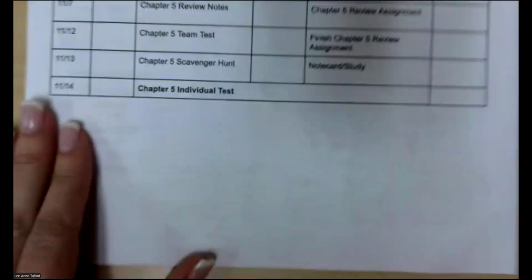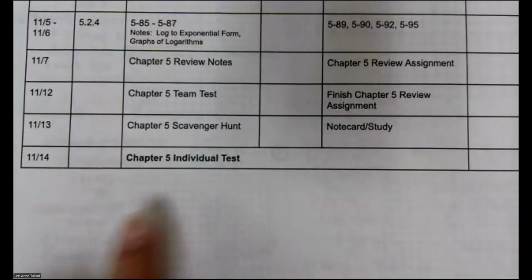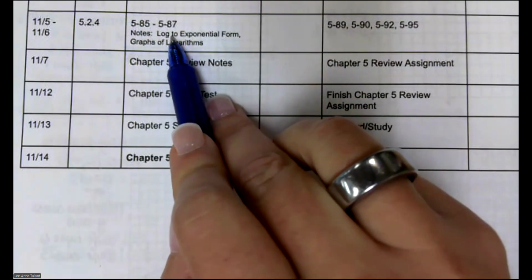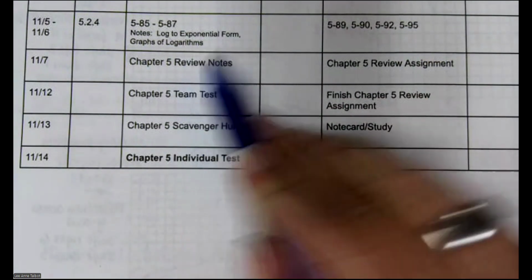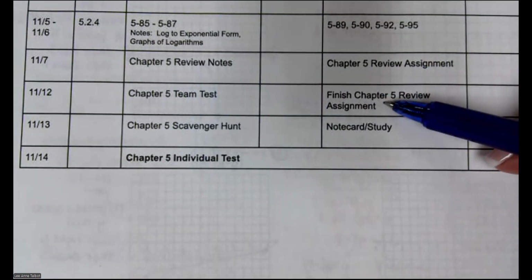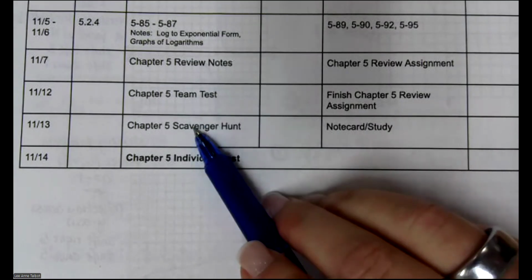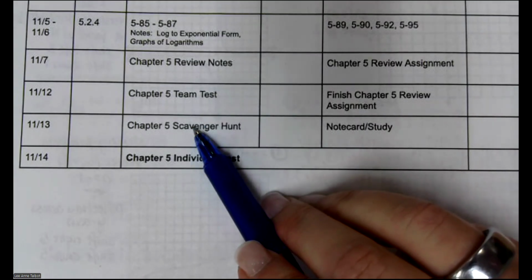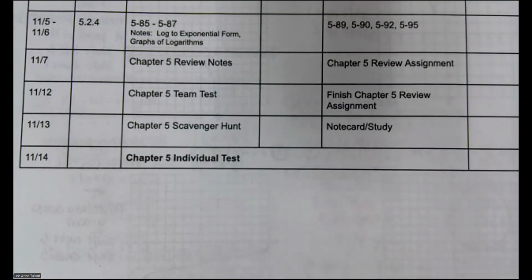Okay, so I have two more things I want to do. They're very quick. So this should be done and stamped. This should be done. This should be done. Your review assignment is the weekend and Wednesday night's homework, so it's due Thursday. We have a team test Wednesday, scavenger hunt Thursday, and I'll give you note cards out on Wednesday. Does that all make sense?